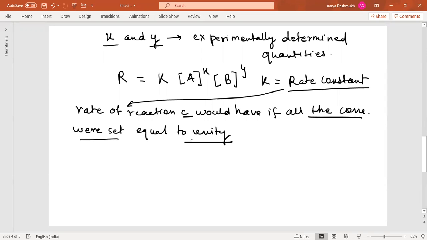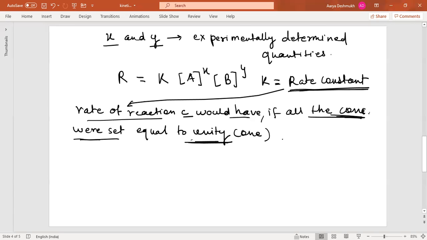Were set to unity. Now we have come across this concept of rate constant. No doubt K is equal to rate constant, but what does it actually mean? It is the rate of the reaction which we would have if all the concentrations were set to unity. I told you that the rate of the reaction is dependent on the concentration of the reactants. So all the concentrations means the concentration of the reactants when set to unity, and unity means 1.